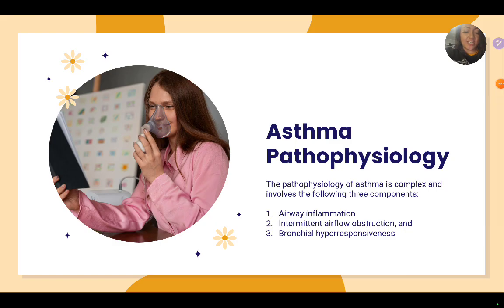Asthma's pathophysiology is complex, but comes down to three main characteristics. These are airway inflammation, intermittent airflow obstruction or bronchoconstriction, and bronchial hyperresponsiveness. But when you're trying to set this apart from other diseases that share similar characteristics, one important thing to remember with asthma is that it is considered to be a reversible obstructive lung disease versus an irreversible one, such as COPD.